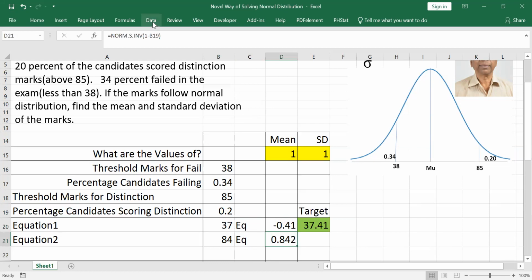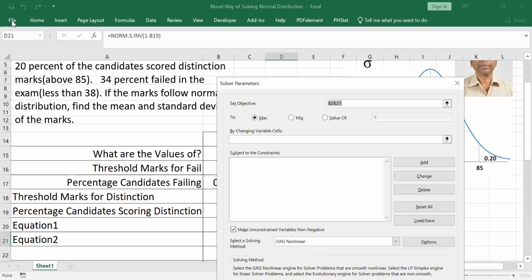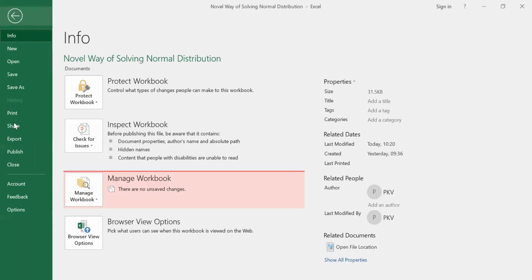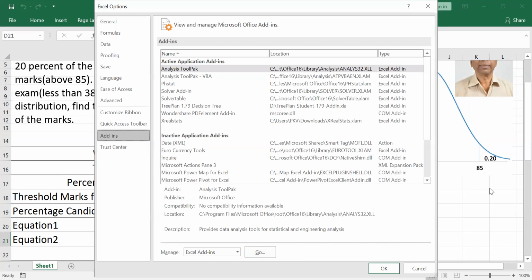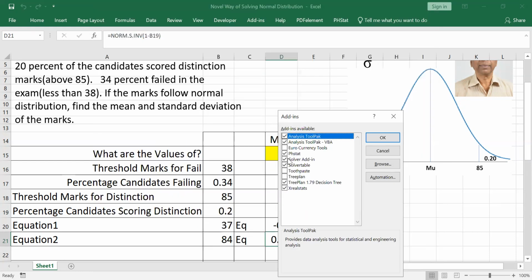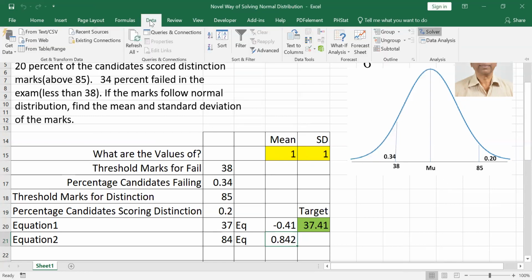Now let us invoke solver, data solver. Those who do not see solver on the screen can go to file and invoke the option part and do that. I will show you here. File, options, add-ins, and Excel add-ins will be there. You put here go and then click solver and click OK. You will get it. You can practice that. So let me go back to solver.